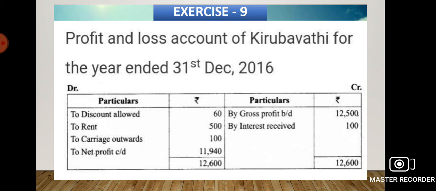To carriage outward expenses, everything must be entered on the debit side. Then received items, earning items, and all income items, we can enter on the credit side. So we compare the debit and credit sides.